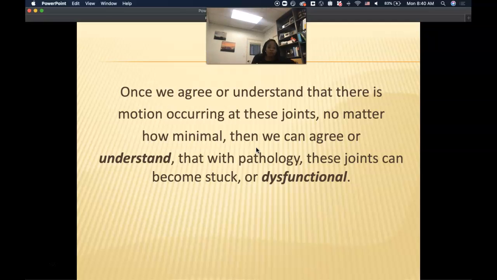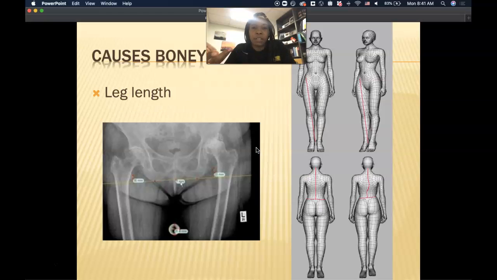So those small movements, even though they're very, very small, if we can just agree that there is movement, number one, and that because there is movement, it can lead to pathology, it can lead to dysfunction, it can lead to immobility or the joint becoming stuck, then I think we'll all get something out of this particular lecture today. So what are some of the causes of an SI joint dysfunction?